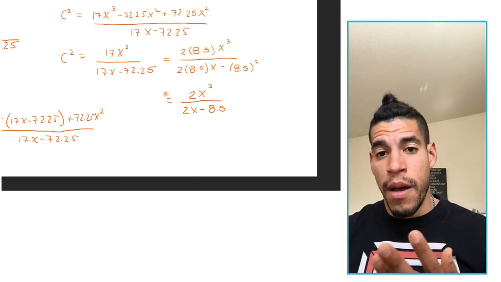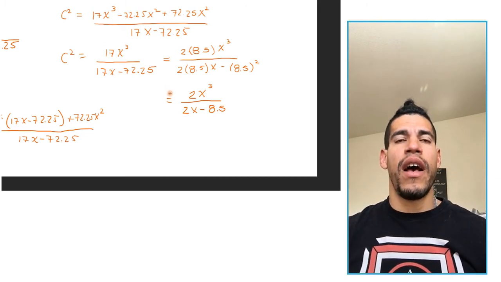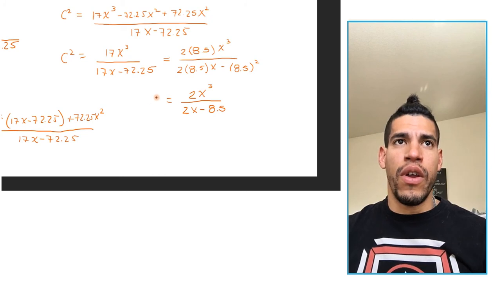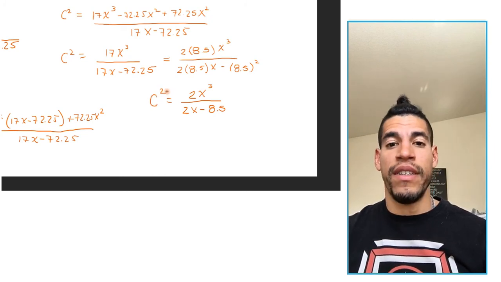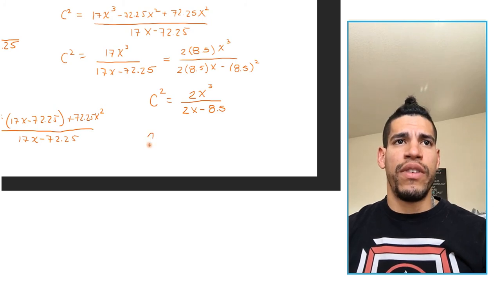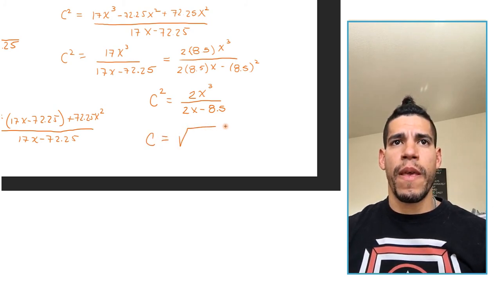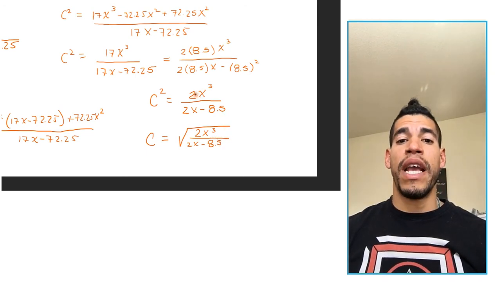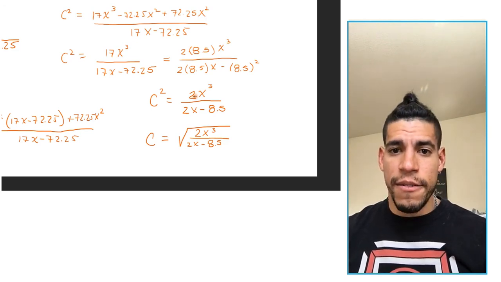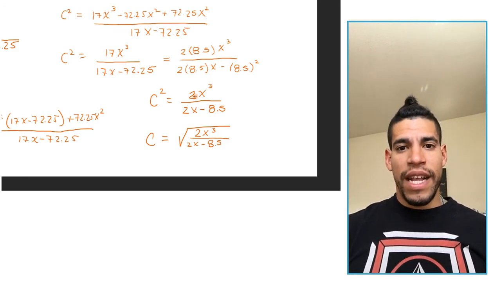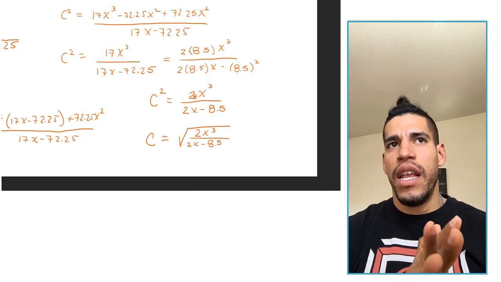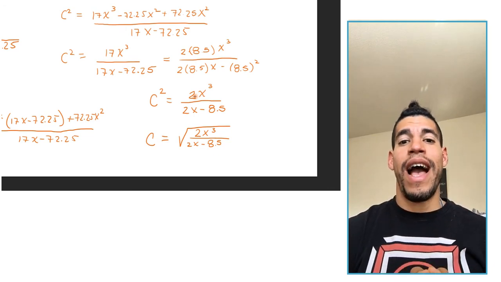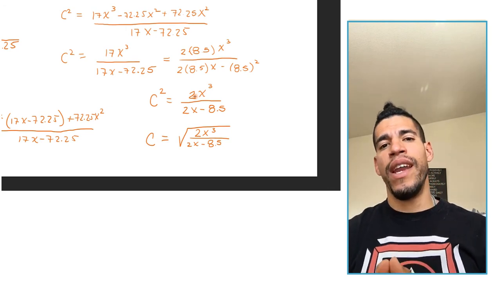So I appreciate the comments about the correction. This video is for you. So now you understand that it's not 8.5, it's actually 2x cubed. So now c becomes the square root of 2x cubed divided by 2x minus 8.5. Okay? And so this is my crease function in terms of x. Now, that's it. That was the mistake. So instead of an 8.5 on the numerator, I have a 2, not an 8.5.